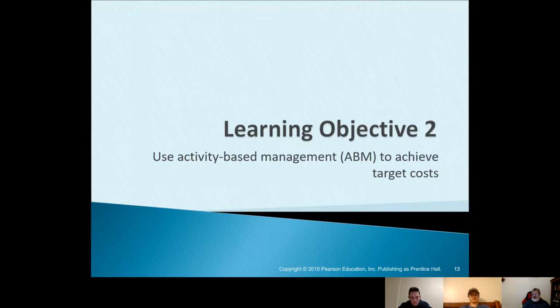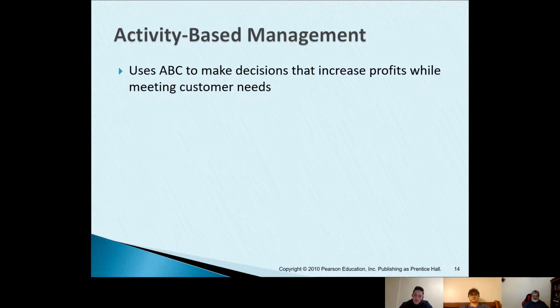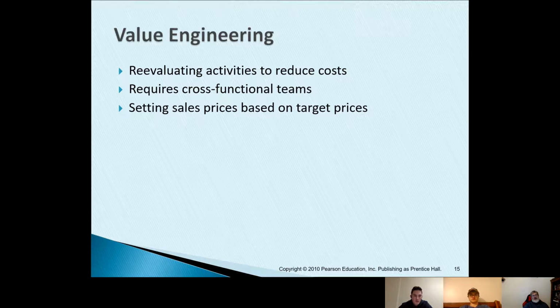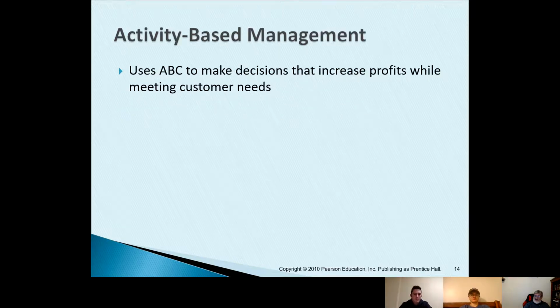Okay? So using activity-based management, ABM, to achieve target costs. So it increases our profile meeting the customer. That's not garbage from the book. It's stuff from the book that sounds good when you're reading it, but did that really say anything? Using ABC, activity-based costing, to make decisions. So activity-based management is just using activity-based costing.